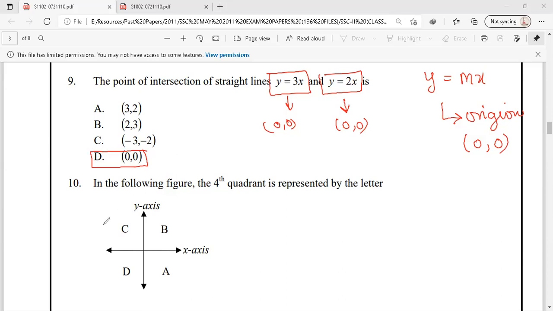In which of the following figures is the fourth quadrant represented? So we know that this is the first quadrant, this is the second quadrant, this is our third quadrant, and this is our fourth quadrant. So we have to identify the fourth quadrant in which x is positive while y is negative. So option A is the right answer.